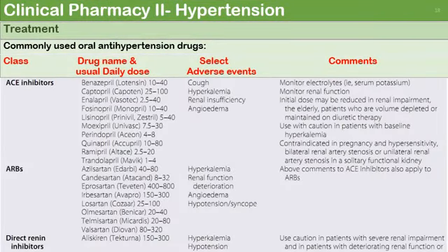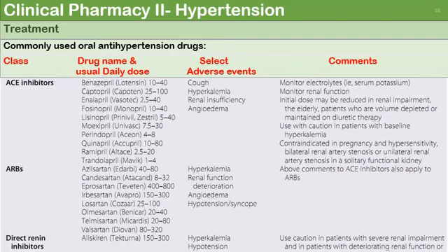ACE inhibitors. A lot of drugs in this class include benazepril, captopril, which is the prototype, enalapril, fosinopril, lisinopril, moexipril, perindopril, quinapril, ramipril, and trandolapril. Major side effects: cough, hyperkalemia, renal insufficiency, and angioedema.